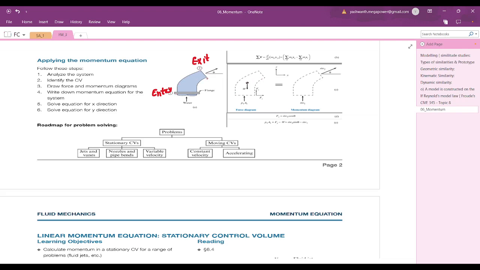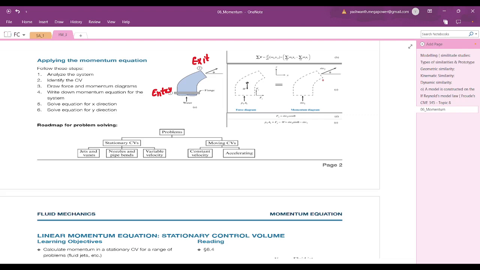After analyzing the system, identify the control volume. The shape of the control volume should be exactly similar to the shape of this pipe bend. For this control volume, you represent the force diagram, meaning the various forces acting in the x and y directions. And for the same control volume, you represent the momentum as well at inlet and outlet, or you can say at entry and exit. Now use Newton's second law of motion and solve in the x and y directions. That's it.